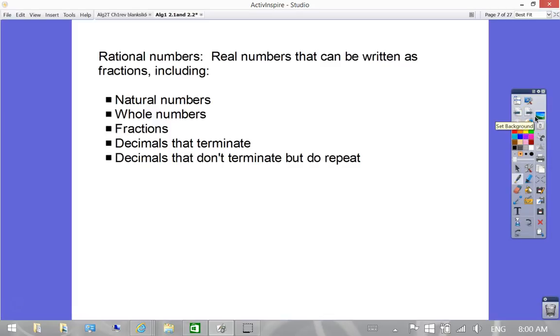Now, rational numbers are any number that can be written as a fraction. It doesn't have to be written as a fraction. Like natural numbers are 1, 2, 3. Right? How could you make that a fraction? Just put it over 1, right? There you go. That makes it a rational number. If you can write it as a fraction, then it is a rational number.